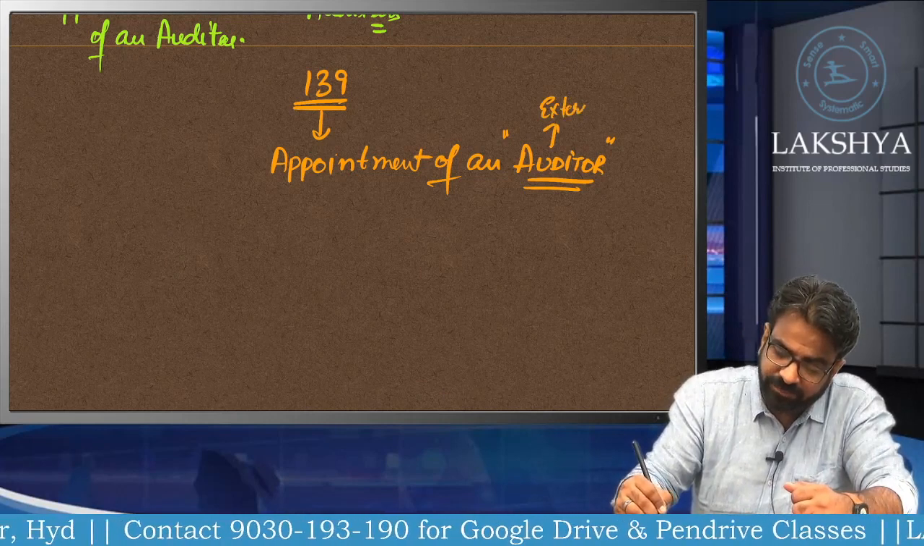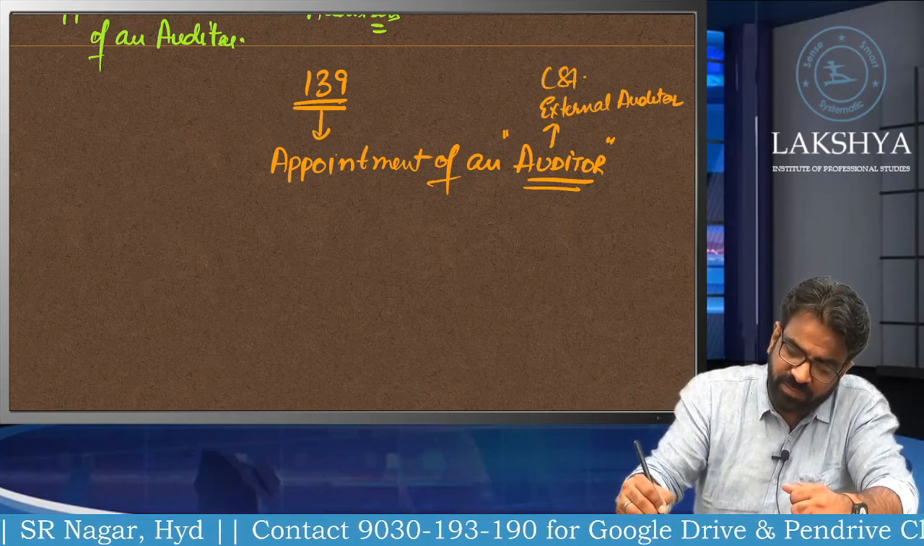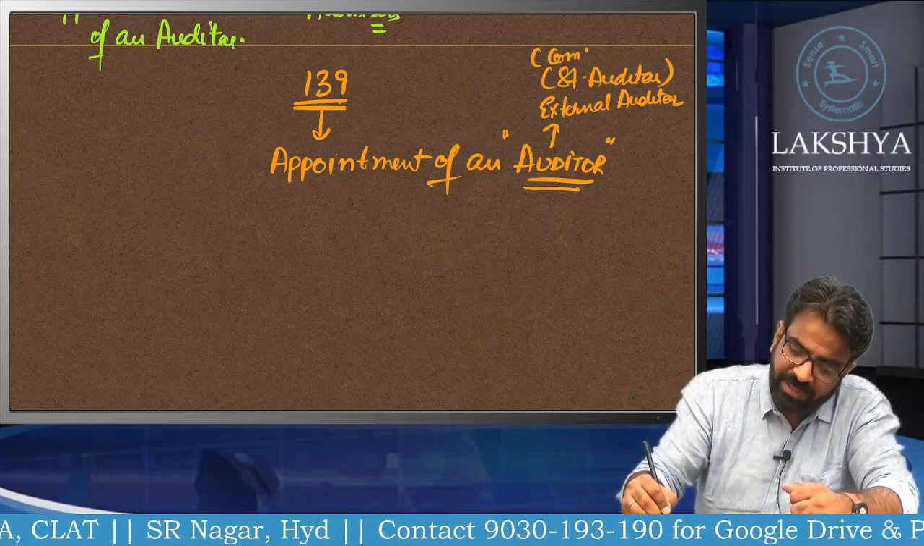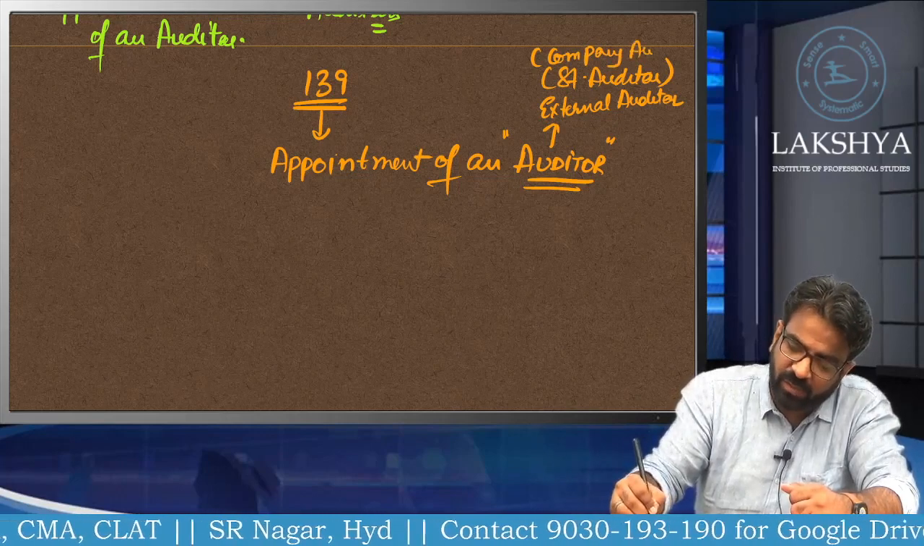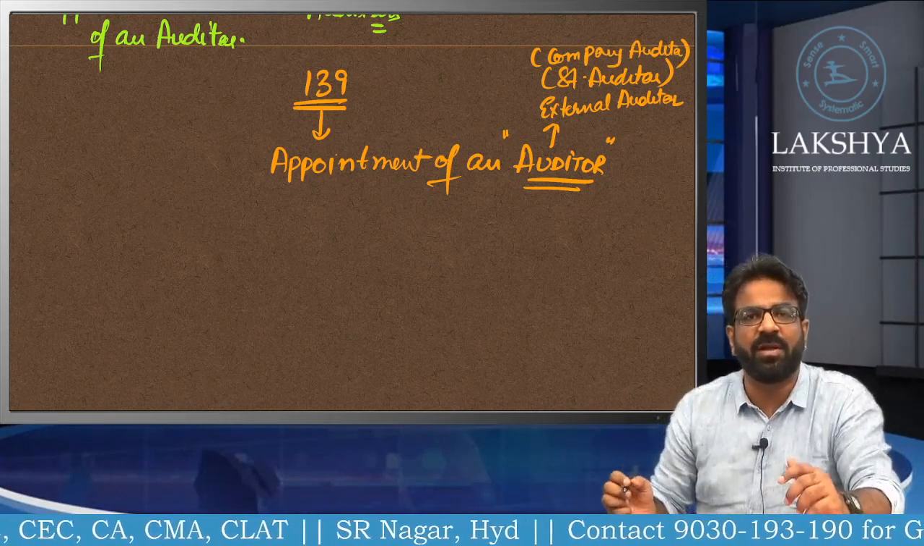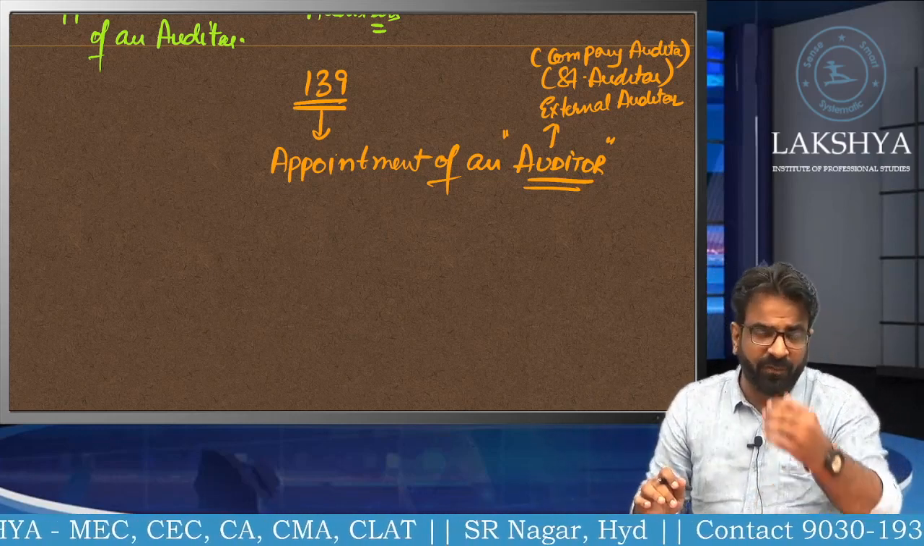External auditor. We are talking about which auditor? External auditor, also known as which auditor? Statutory auditor, and also known as which auditor? Company auditor. We are not talking about the internal auditor, because for the internal auditor we have a dedicated section, right? So appointment of an auditor.